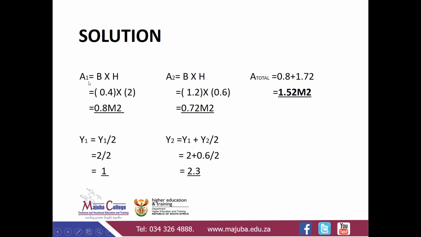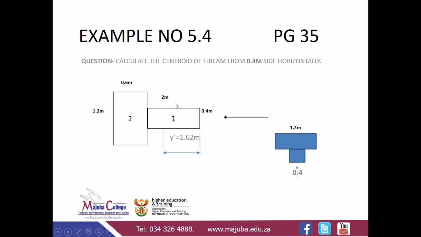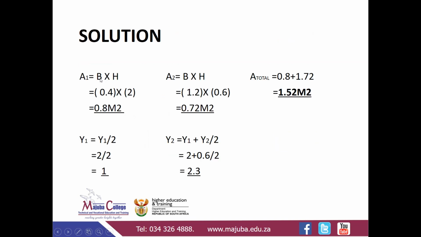Now, area 1 will be base times height. Why is it base times height? Because to calculate the areas, we have to do 2 things here. We need to calculate the areas of these 2 sections, section 1 and section 2. We need to find the area of this section and then also calculate the area of this section. Because it's a rectangle, we say base times height. It's the formula to calculate the area of a rectangle.